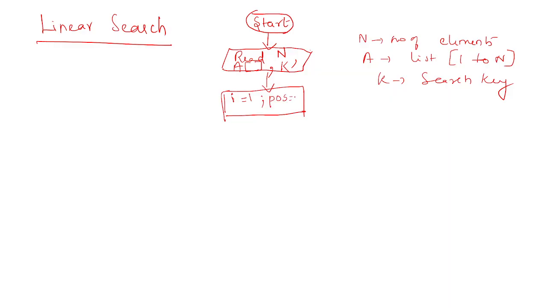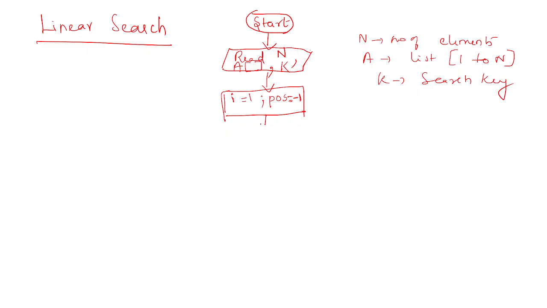And I'm going to have another variable which I'm going to use as a flag to check whether the element is found or not. Initially I'm going to assign it to -1, and till the end of the loop, if it remains -1, it means that the element is not found.